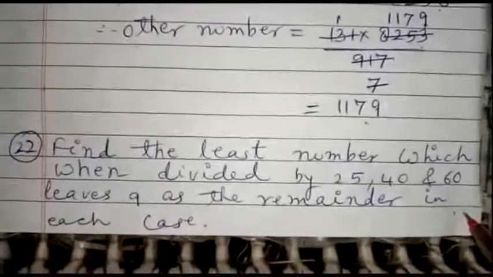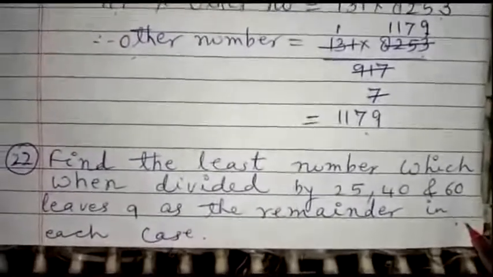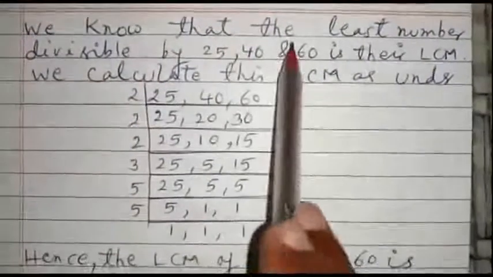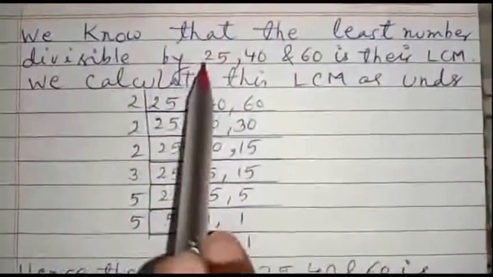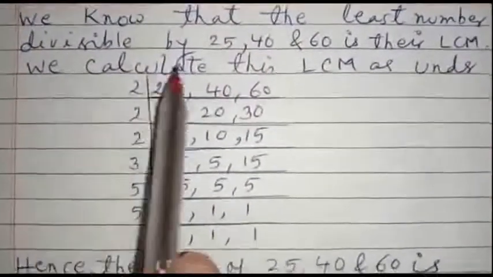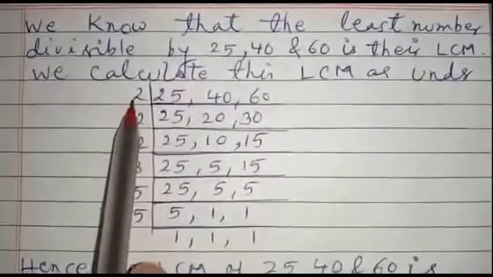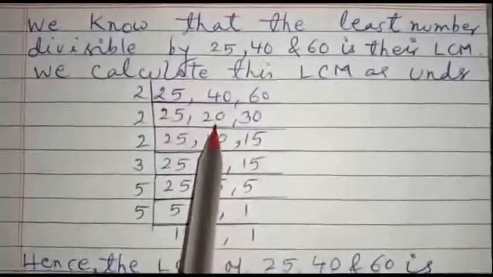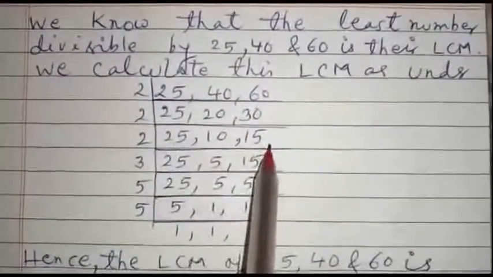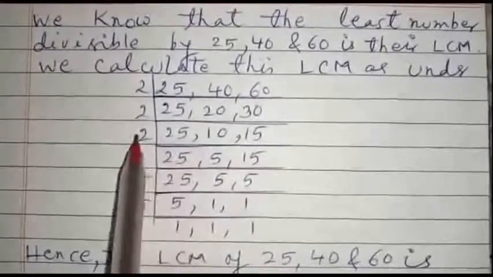Find the least number which when divided by 25, 40 and 60 leaves 9 as a remainder in each case. We know that the least number divisible by 25, 40 and 60 is their LCM. So we calculate their LCM as under. 25, 40, 60 divided by 2, we will get 25, 20, 30. Again divided by 2 will get 25, 10, 15. Divided by 2 we will get 25, because 25 is not divisible by 2.